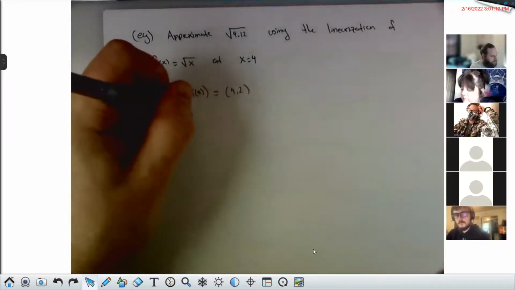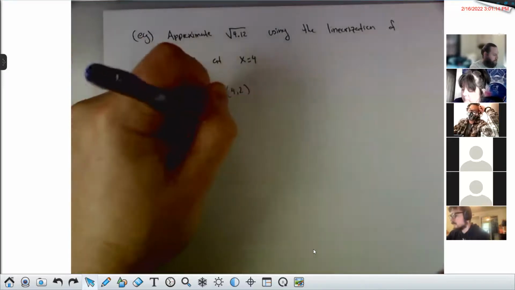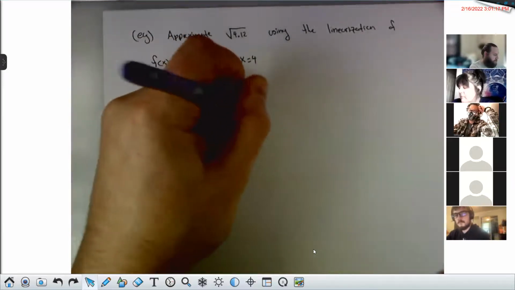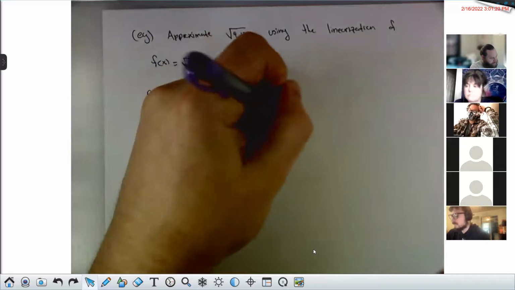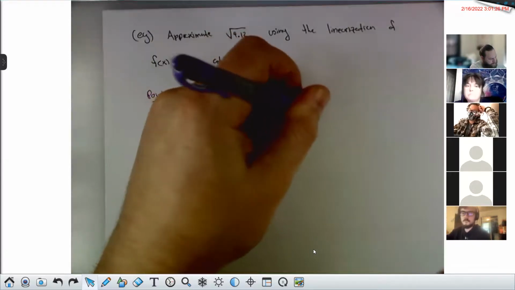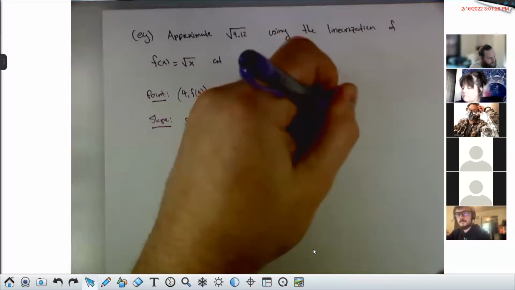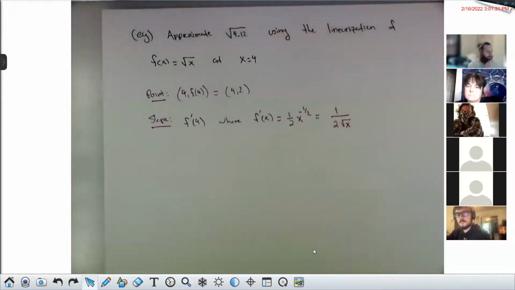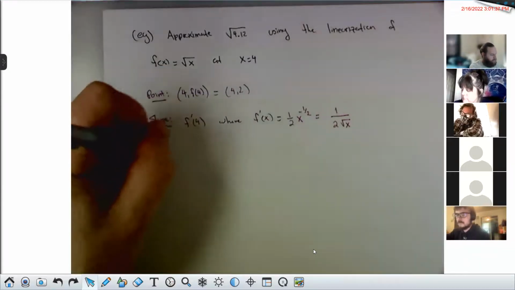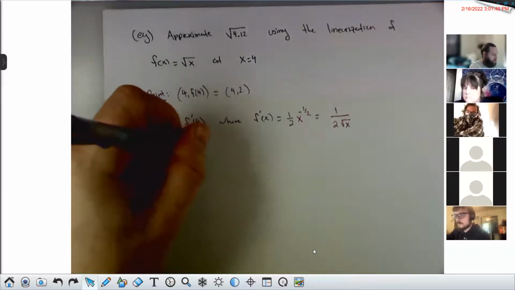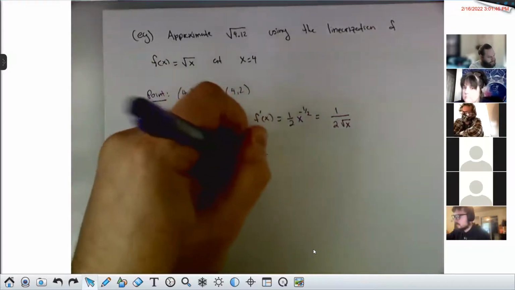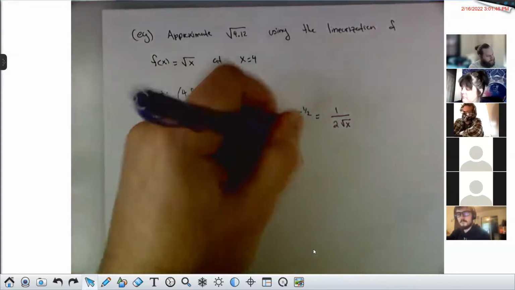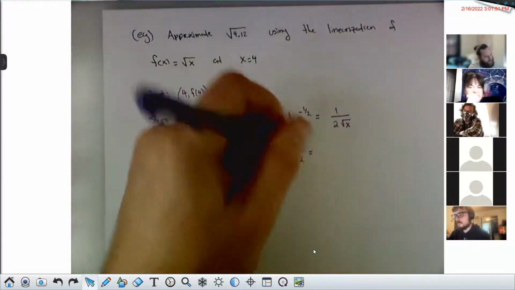The slope is going to be f primed of 4, where f primed of x is the derivative of the square root function, which is 1/2 times x to the negative 1/2, or 1 over 2 square roots of x. So my slope, which is f primed of 4, is 1 over 2 square roots of 4, which is 1 over 2 times 2, which is 1/4.